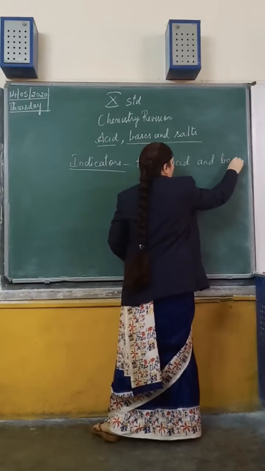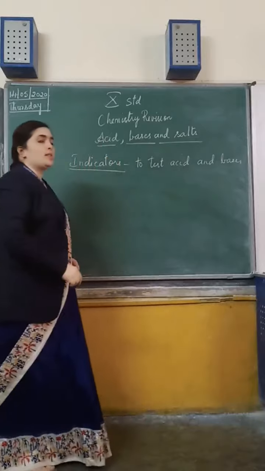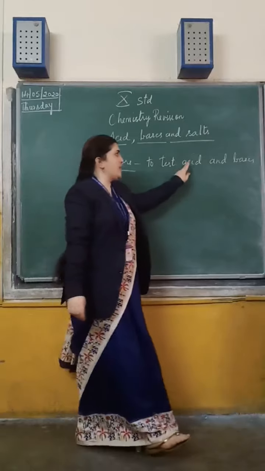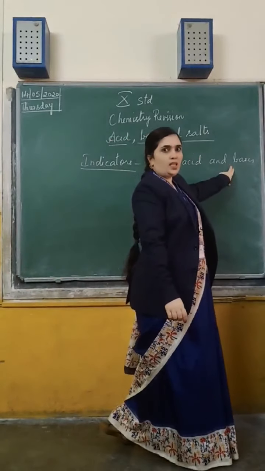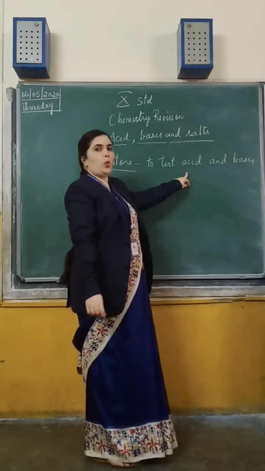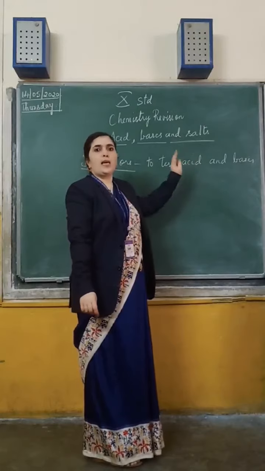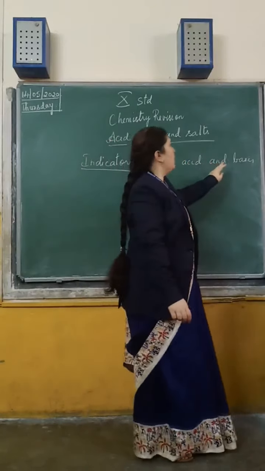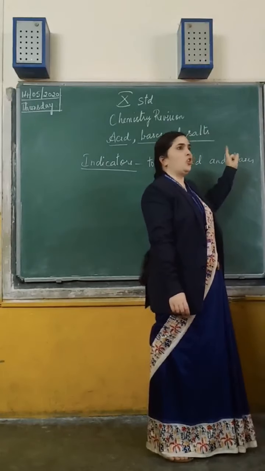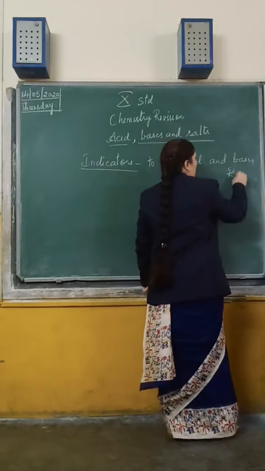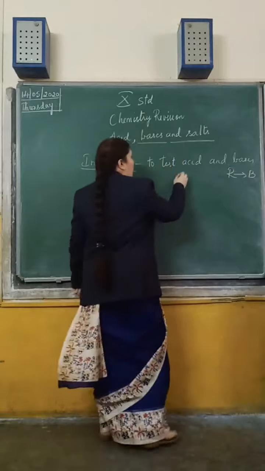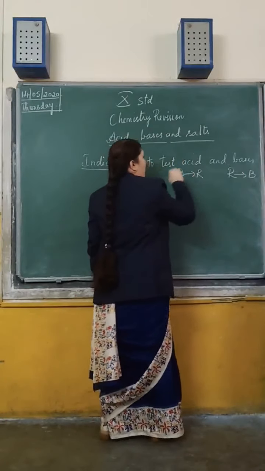Already we have learned about the indicators, that is red litmus paper and blue litmus paper. Blue litmus paper is used to test the acids. Red litmus paper is used to test the bases. On testing an acid with blue litmus paper, it turns red, which shows the given solution is acid. On testing a solution with red litmus paper, if the red changes to blue, that is base. Blue litmus paper changing to red means acid.